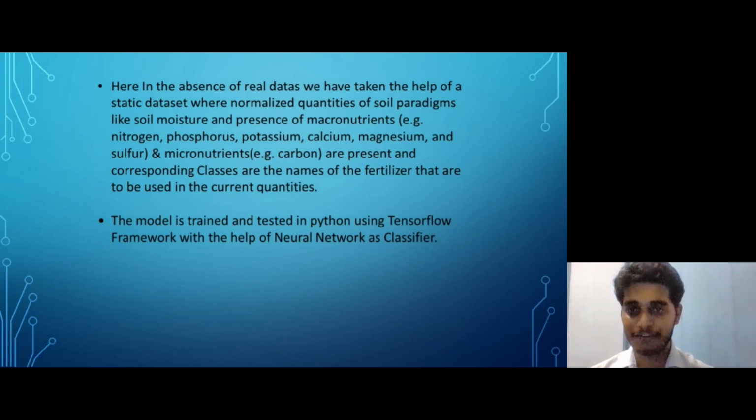And the model that we have trained, we have coded the whole model in Python and we have trained it using TensorFlow. And we have used a neural network classifier for predicting the fertilizer output based on the features that are input from the user.